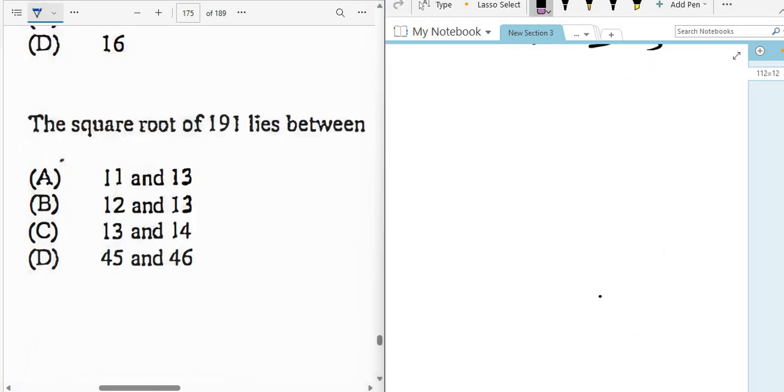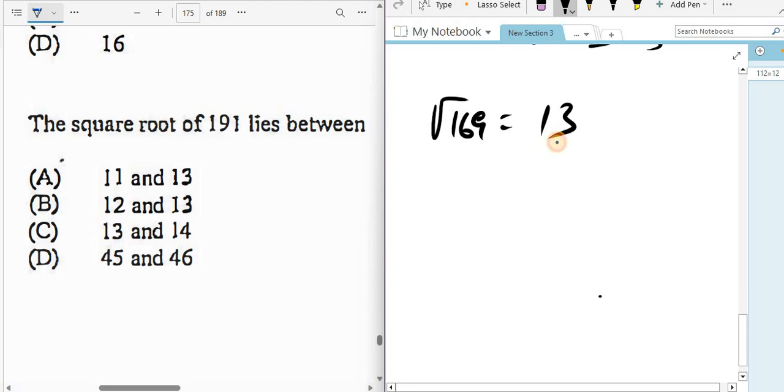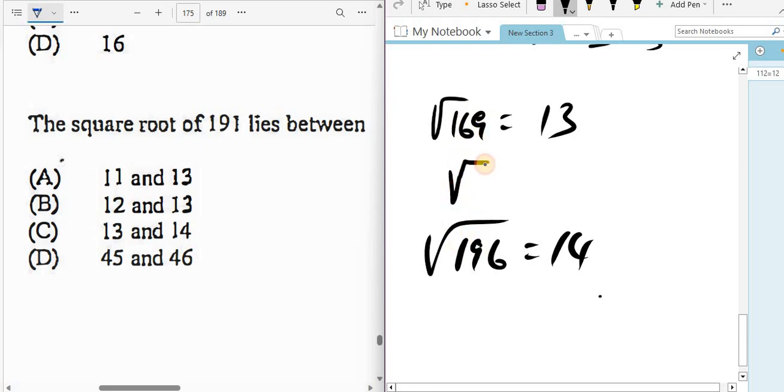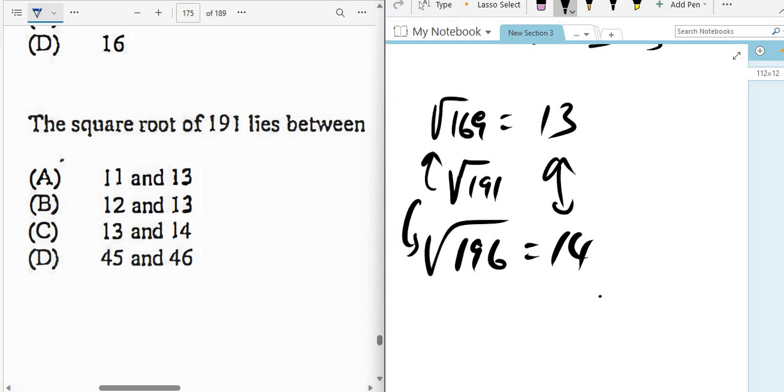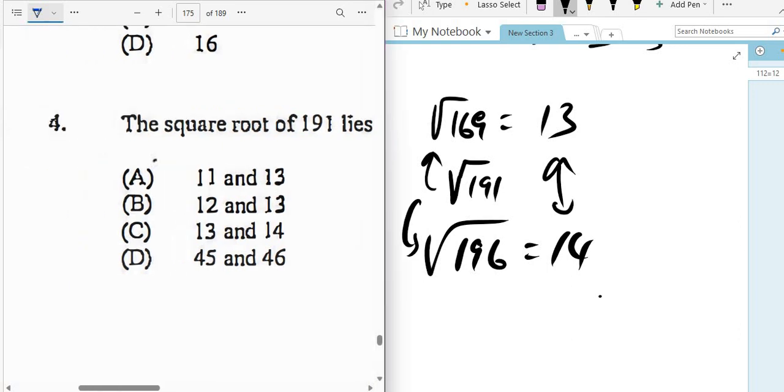We're saying that, okay, square root of what? Square root of 169 is what? 13. The square root of 196 is what? 14. And between 169 and 196 is 191. So square root of 191 must lie between these two numbers. So it would be between what? 13 and 14. So the answer to this question, number 4, is C. C? Yes. Yeah, C.